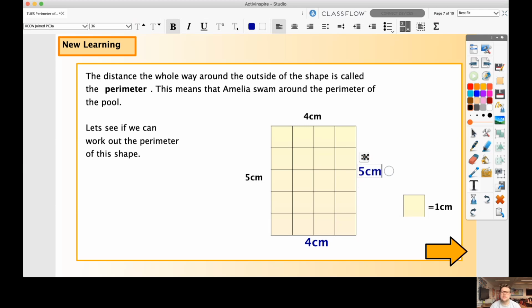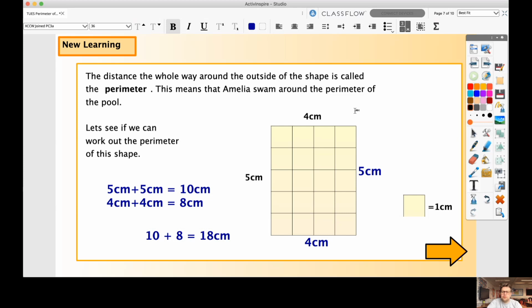So now I've got all of those sides. They're just the same on either side. Now that I've got 4 sides, I can add them all together. So 5, add 5, 5 centimeters add 5 centimeters is 10 centimeters. And then 4 centimeters add 4 centimeters is 8 centimeters. And then I can do 10 add 8 equals 18 centimeters. So my perimeter is 18 centimeters. Okay.